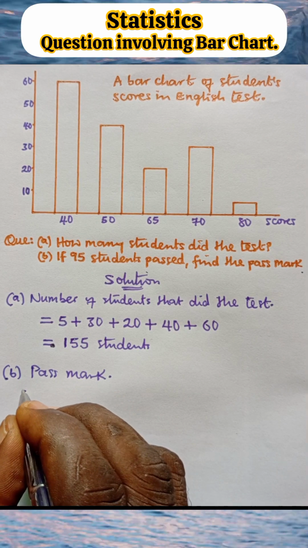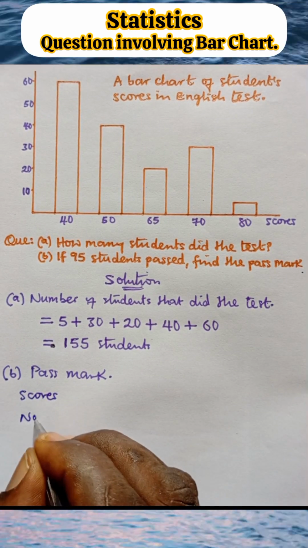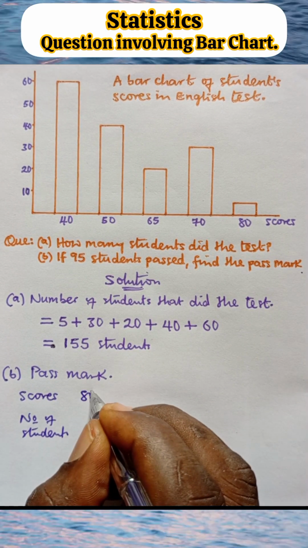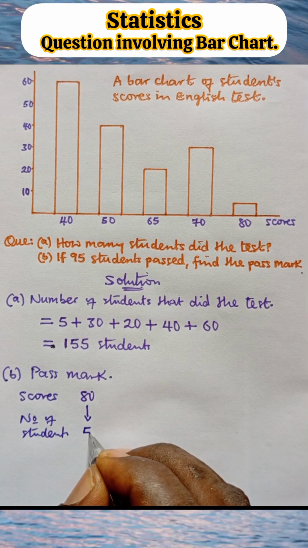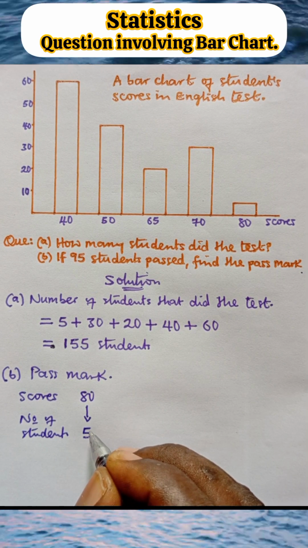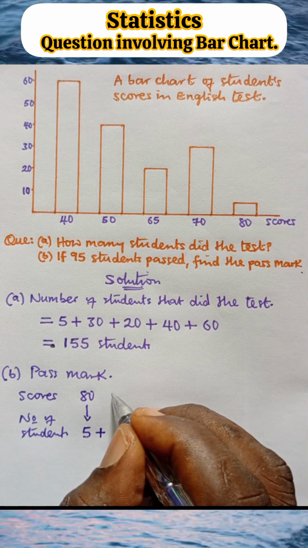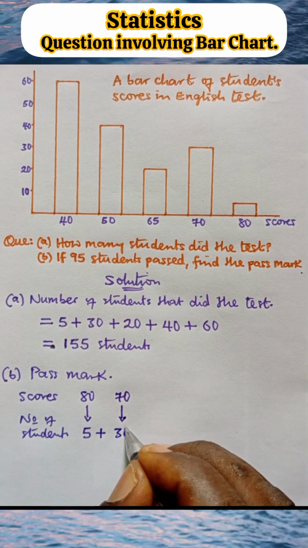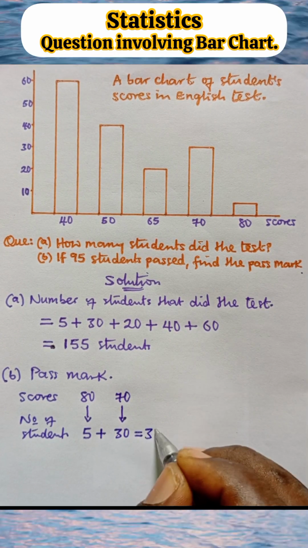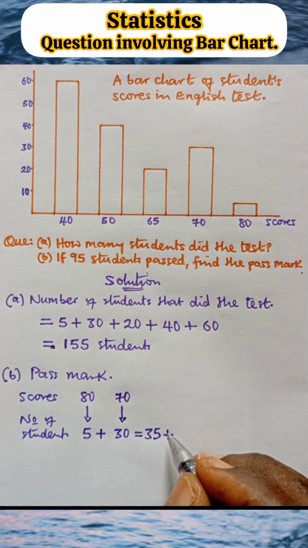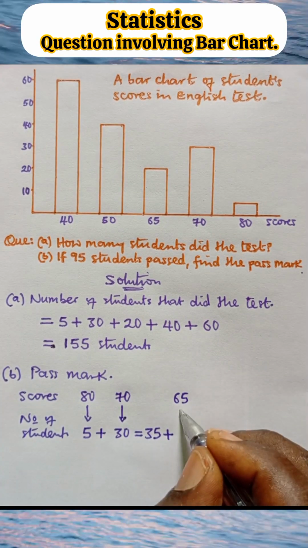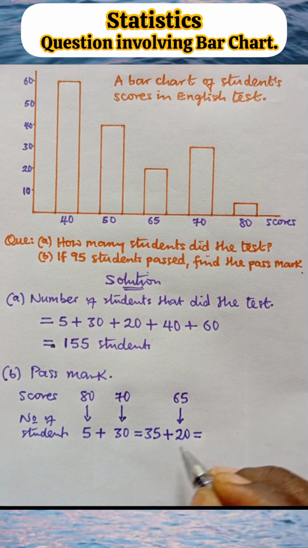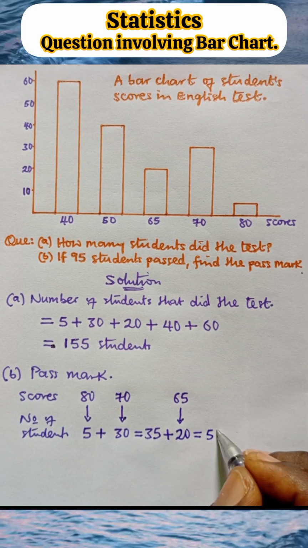So we have it this way. Let's have scores here, and then here, number of what? Students. The number of students that scored 80 marks, they are 5. 5 students scored 80%. Then plus number of students that scored 70%, we have this as 30. They add this together, this gives us 35. Then plus student that scored 65%, they are 20. So we have 20 here. By the time you add this, it gives us 55.